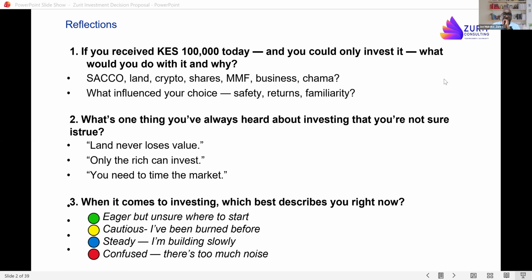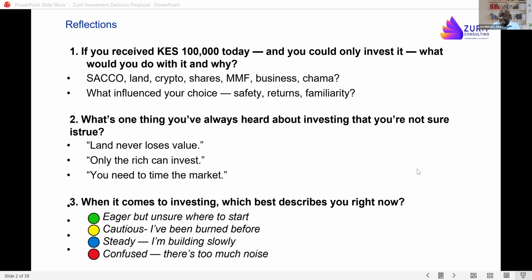Mantui, what is coming up? So we have a mixture. We have steady, confused, cautious. I'm seeing a lot of steady. I'm building slowly, a lot of eager also, but unsure where to start. There's also confused. Yes. So it's a mixture mostly of eager and steady. Yeah, eager and steady. I like that. Thank you very much, Mantui.